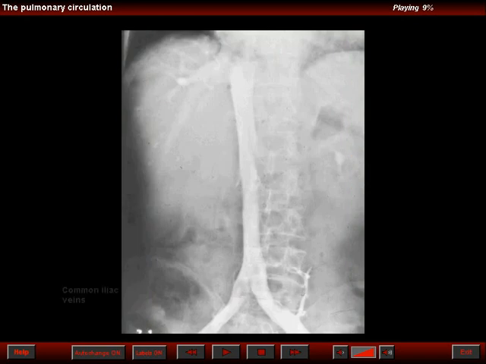The external iliac and common iliac veins, as well as the inferior vena cava, may be visualized following the injection of a vein in the dorsal aspect of the foot, but occasionally we may have to inject directly the femoral vein, as was done in this case, and note that there is a normal visualization of the common iliac veins and of the inferior vena cava.